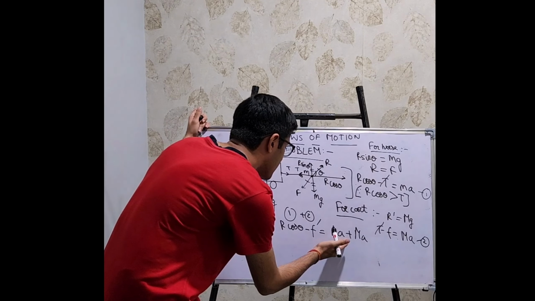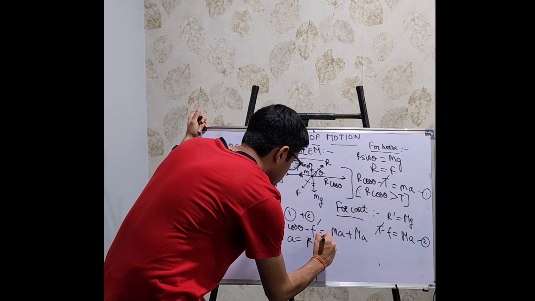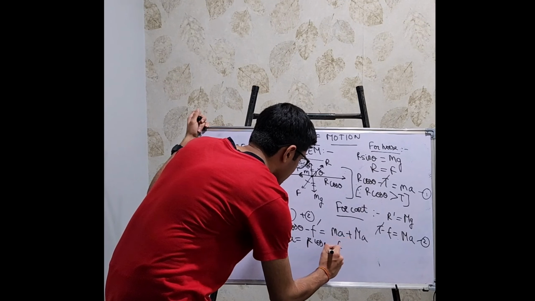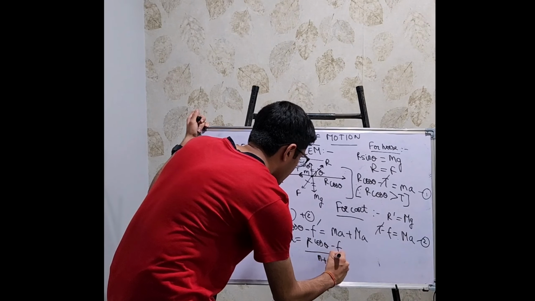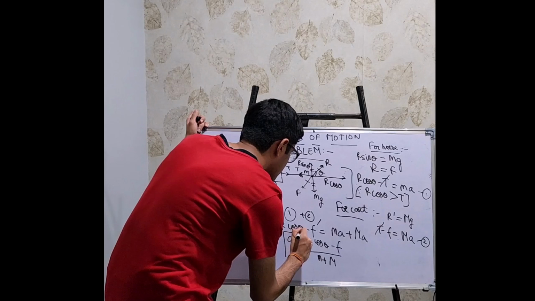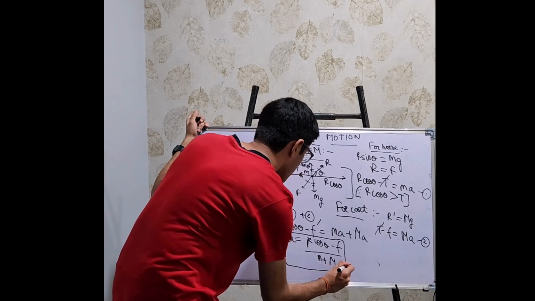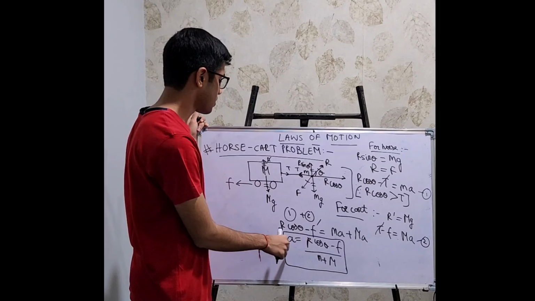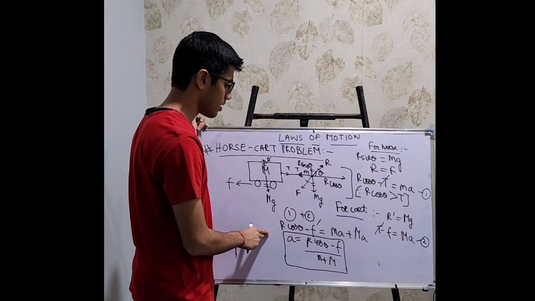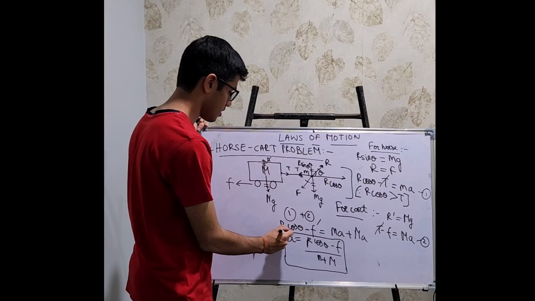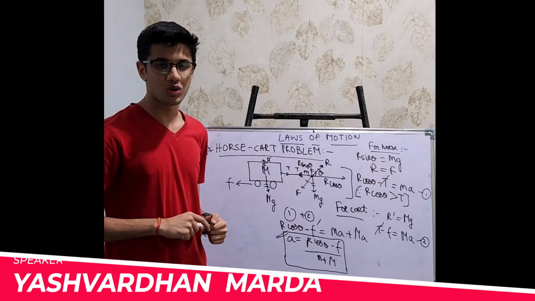From here we can take A as common, so we get A is equal to R cos theta minus F upon small m plus capital M. This right here is our final equation, our final answer, which gives the acceleration of the horse and the cart, which will remain the same. And that is it for laws of motion.